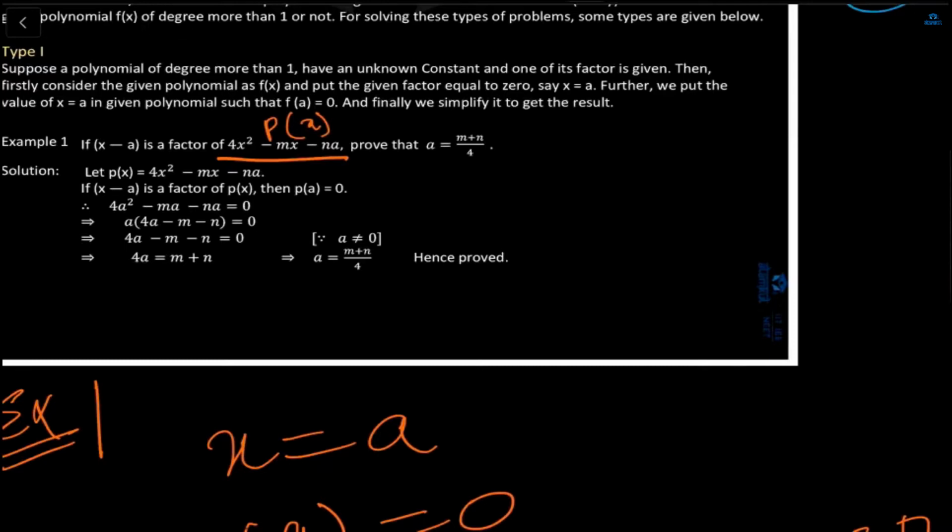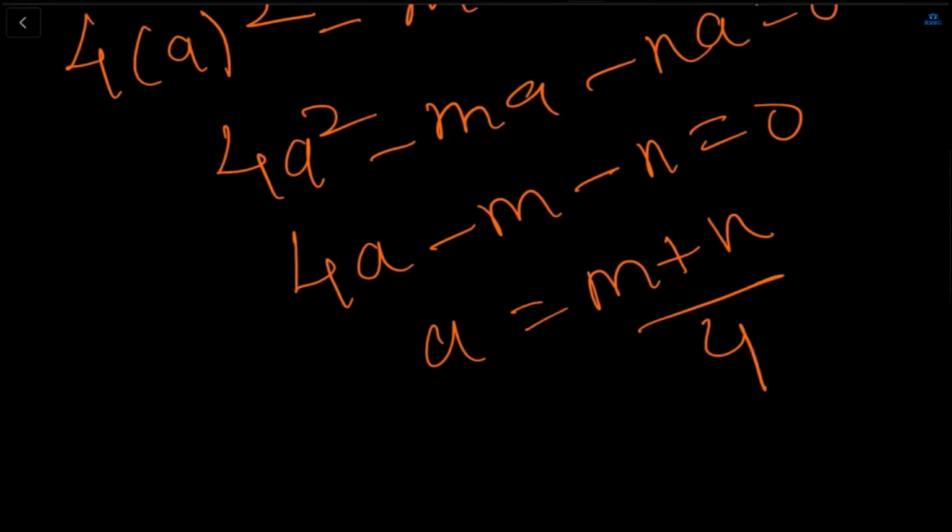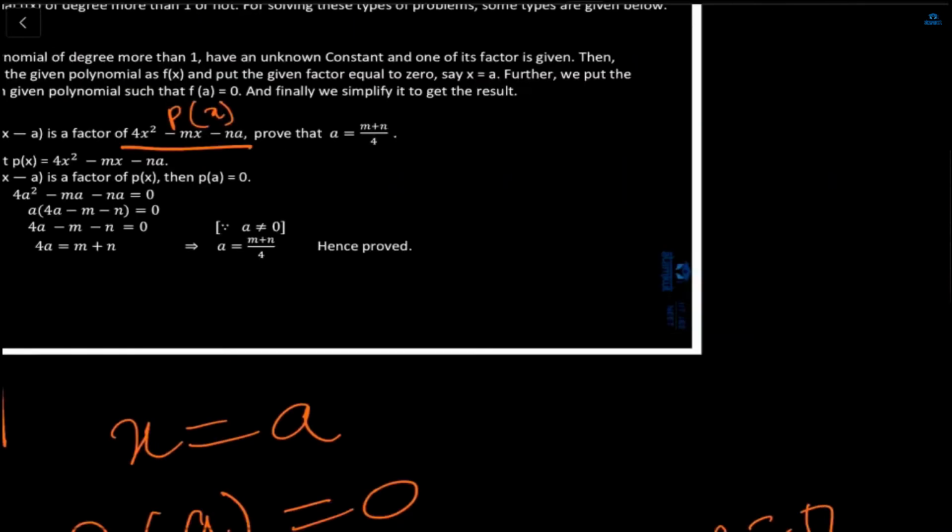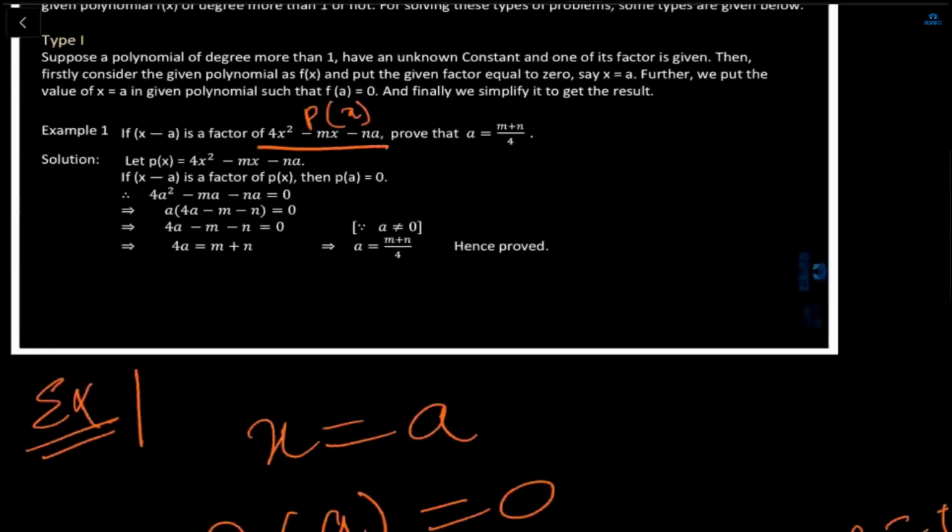So understood? Sometimes this type of question will come, where one value in the polynomial is not known, and it is given to you that a particular linear polynomial is a factor of the given polynomial. From this information, you need to find out the value that is not known. Understood everybody? And how are you going to do it? Since it is a factor, you need to find the zero from there. Here it is x minus a, so p(a) will be equal to 0. When you equate it to 0, you will get the value of the unknown.